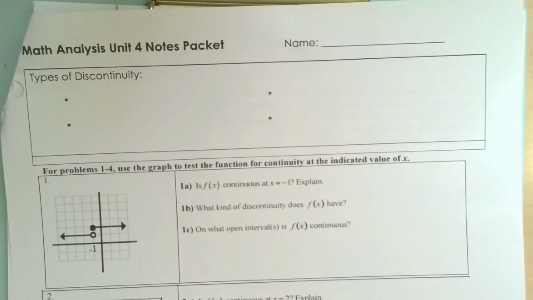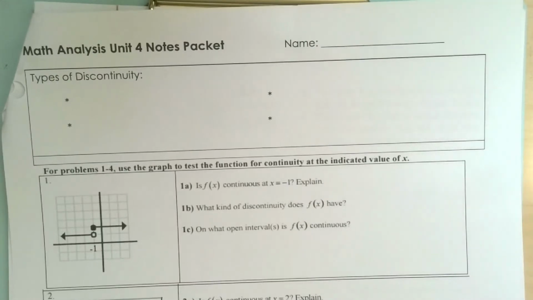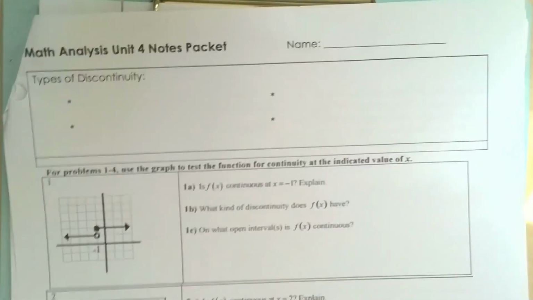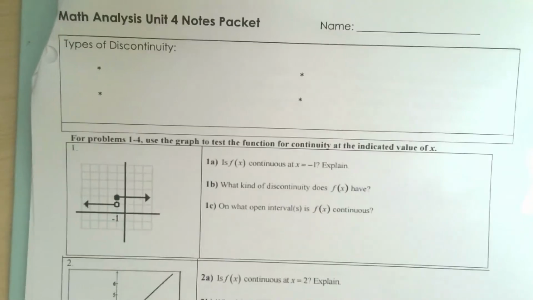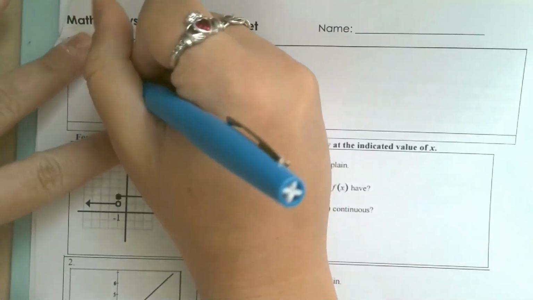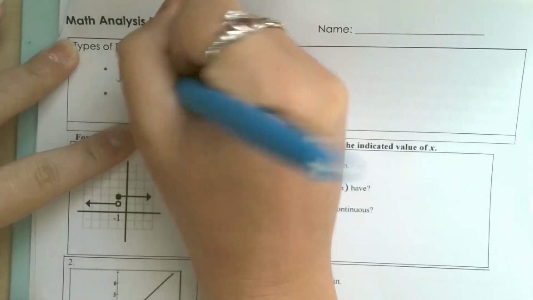Next, we're going to talk about types of discontinuities. Okay, so now we can actually get into it, where when our function wasn't continuous, we can figure out what's going on. There are 4 different types of discontinuity. The first one is called a jump discontinuity.